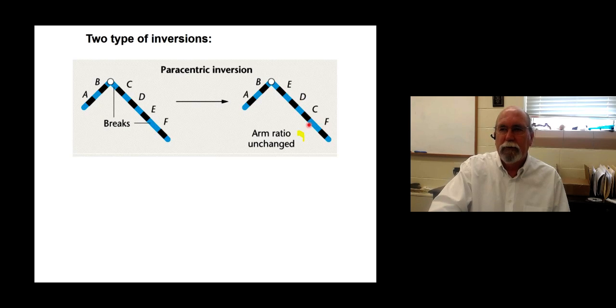Now what's important here is we didn't change the arm length. As you go back and think about some of that early stuff we asked you about chromosomes and P and Q arms and long and short arms, one of the things that happens is that you go from a metacentric to a submetacentric or vice versa, but here you don't.